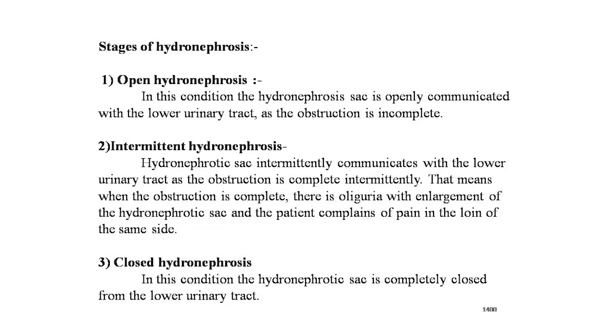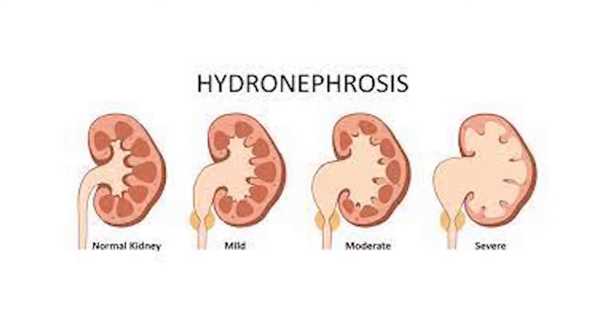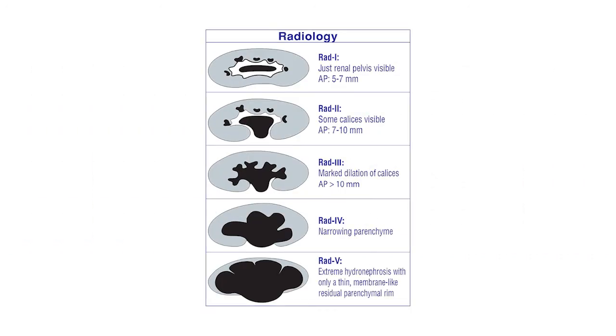Dear students, here is another image of the hydronephrosis clearly showing mild, moderate and severe. This is the radiological differentiation of the grade of the hydronephrosis. That is grade 1, just the renal pelvis visible, 5 to 7 mm. The second diagram shows some calyces visible, 7 to 10 mm. Third is the marked dilatation of the calyces, more than 10 mm. The fourth diagram shows narrowing of the parenchyma because there is gross hydronephrosis. And fifth is the extreme hydronephrosis with only a thin membrane-like residual parenchymal rim.